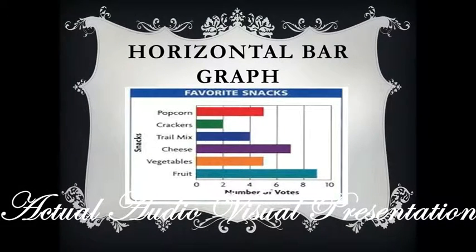Number 3. Horizontal bar graph. Bar graphs can be shown with the dependent variable on the horizontal scale. This is horizontal bar graph. Example, survey in favorite snacks. This graph illustrates the number of votes of favorite snacks.